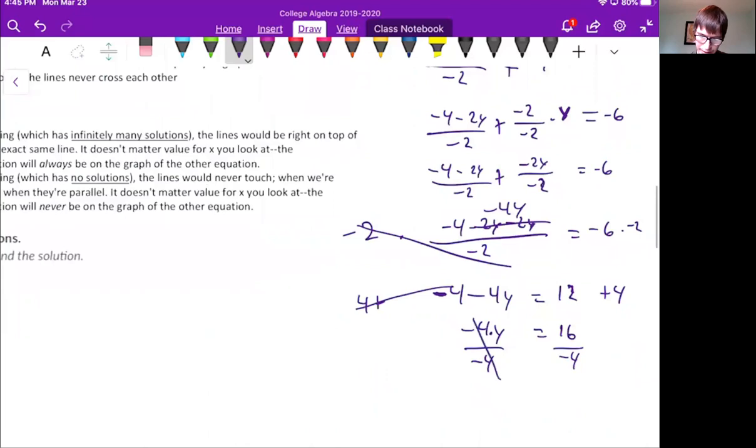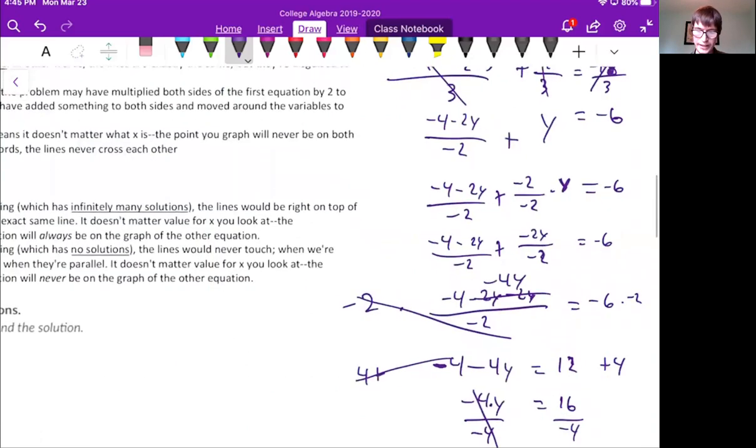So -4 is canceled out. 16 divided by -4 gives us -4, because a positive divided by a negative is a negative, and 16 divided by 4 is 4. So y equals -4. There it is. That is the way to find the y value through substitution.